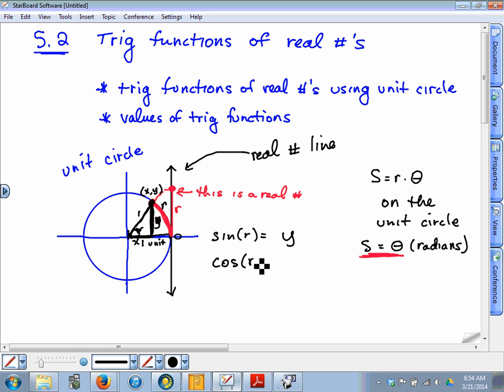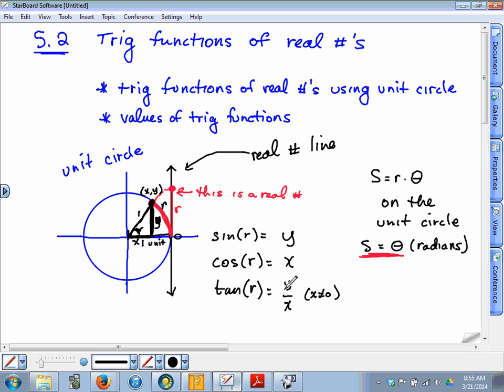What about the cosine of that real number r? Say again, Trent. It's the x part of that point. What about the tangent of that real number r? It would be y over x. That's assuming x does not equal 0.